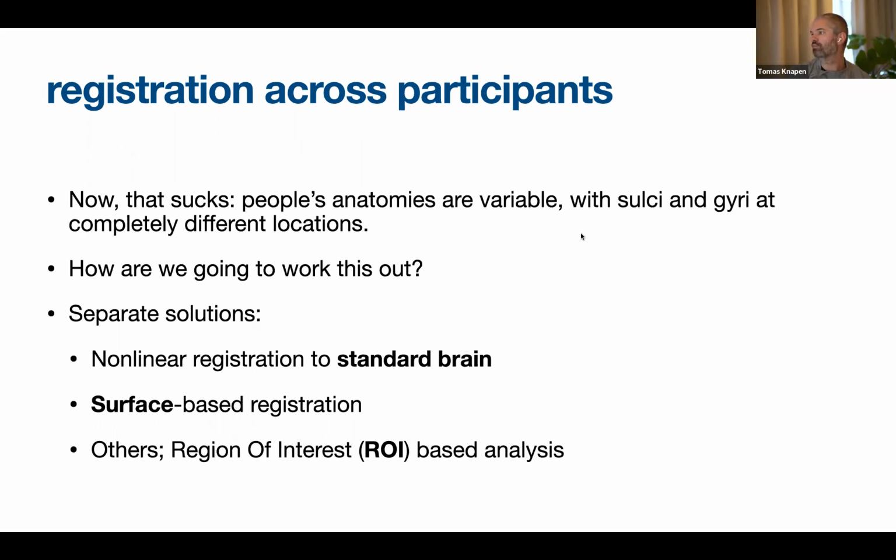So you want to do both volumetric and surface-based registration types. Of course, if you know exactly where you need to look in the brain for each of your subjects, you can designate a region of interest and then base your analysis on that. But I won't go into that.